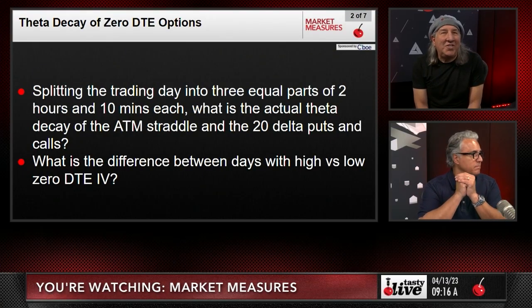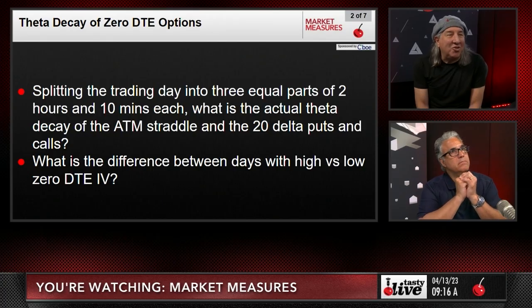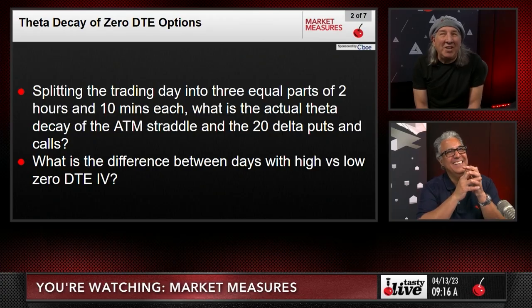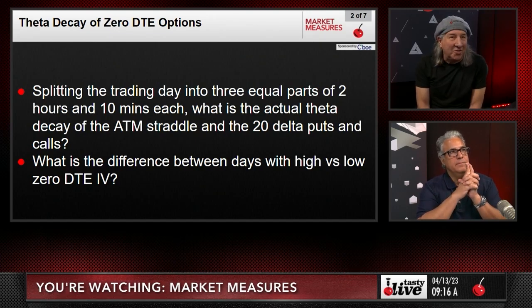So we decided that we would split the trading day into 3 equal parts to do this study. Again, this is just 2 hours and 10 minutes each. Yeah, well, that's your 6.5 hours. Yes, I got it. So we split the trading day into 3 equal parts of 2 hours and 10 minutes. That was arbitrary. It's very cool. And we looked at the actual theta decay of the at-the-money straddle and the 20 delta puts and calls.